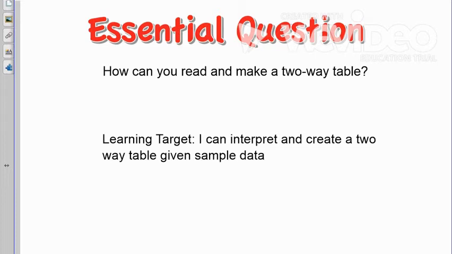Okay, so how you can read and make a two-way table is our central question. In our learning targets, I can interpret and create a two-way table given some sample data, okay? So depending on the type of information that you have, there are only certain types of displays that you can make.